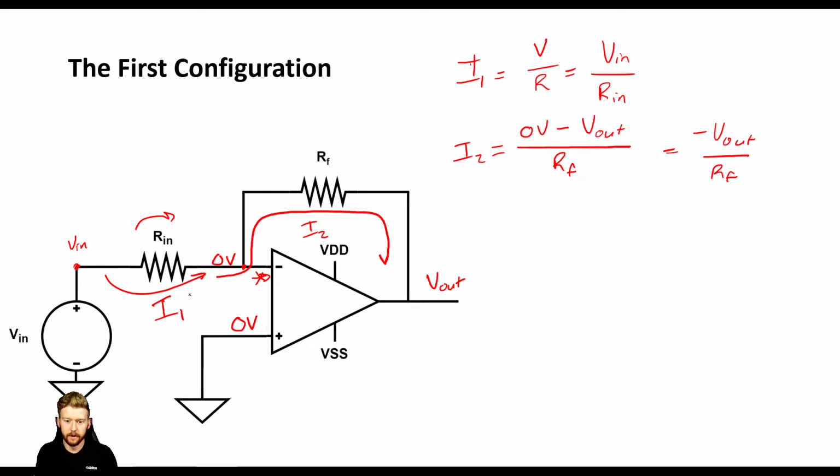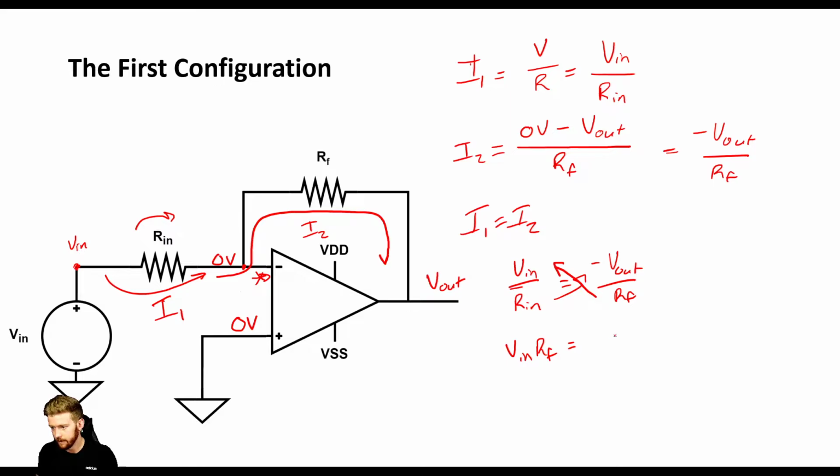Now, like we said before, this I1 has to be equal to I2 because there's no other path for that current to flow. So we know that I1 equals I2. All right, so let's set these two equal down here. So let's say our I1 is Vn over Rn, and our I2 is minus V out over Rf. Now we can cross multiply, and then we end up getting Vn Rf is equal to minus V out Rn. We're almost done here. So last thing, let's divide both sides by minus Rn. And what we get is that V out is equal to Vn times minus Rf over Rn.